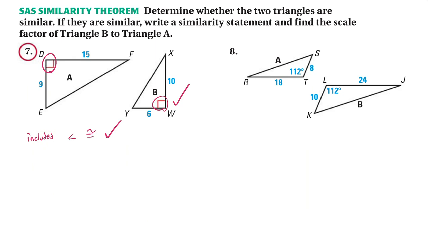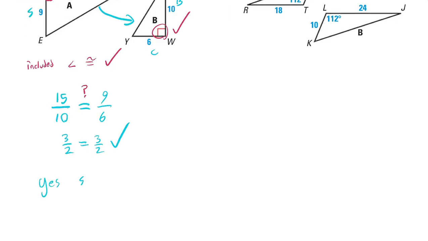Again, we match these by biggest and smallest. So here's the big and the small. Here's the big and the small. So we check, is 15 to 10, the bigs, the same as small 9 on the left to small 6 on the right? Again, this is a question. And so then we check this out and we simplify it. We go 3 over 2 is equal to 3 over 2. Check. And so we go, yes, similar by SAS, triangle similarity. That's just the similarity symbol.